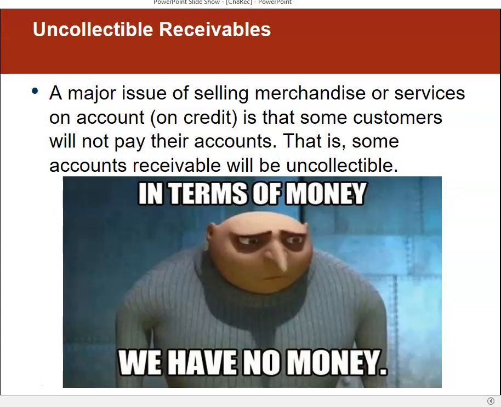And so your slide says right here, a major issue of selling merchandise or services on account is that some customers will not pay. Now, you may be wondering, and this is not to get off track here, why not just avoid that and do cash only? Well, the idea for most businesses is that by extending credit to customers, even though we know that some of those accounts are going to become uncollectible, we are exponentially increasing our sales rather than if we accepted cash only.